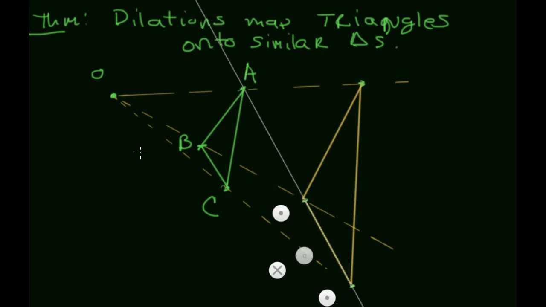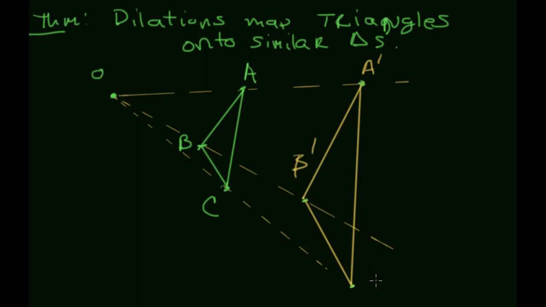There we go. All right, so let's call this one A prime, B prime, C prime. Okay, so we want to prove that these two triangles are in fact similar.